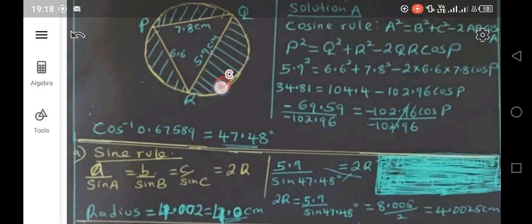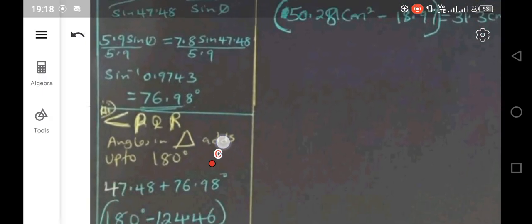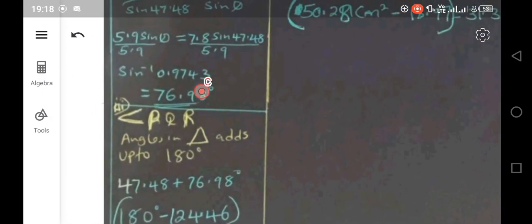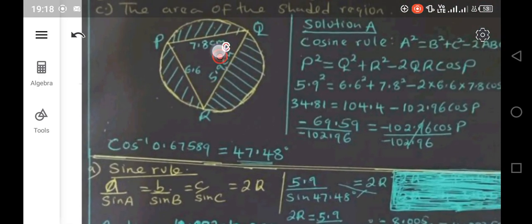You can also try by using pi r squared, 22 over 7 times 4 squared, minus the area of the triangle using either of the other angles. We would say half times 6.6 times 5.9 times the angle we just got, 76.98 degrees. Or we can use half times 7.8 times 5.9 times 55.54 degrees, this angle, so that we get the area of this triangle, which we subtract from the area of the circle.